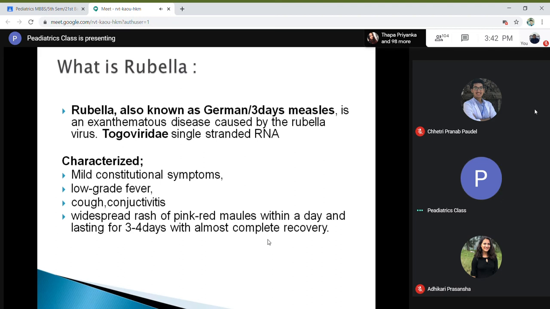When did the rash appear? If he says, yesterday I had fever and I have a rash now, that excludes measles. This is not possible. So maybe rubella or some other virus. And then it lasts for 4 days with almost complete recovery.